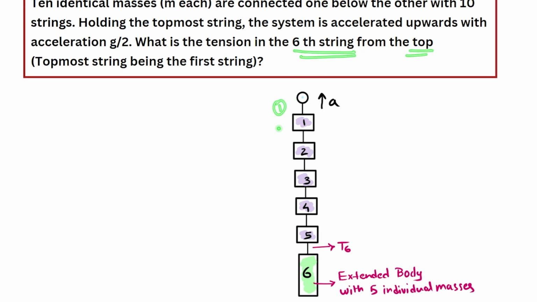So if this was the first string, this was the second string, we move on and we get our sixth string, that is between block number 5 and block number 6. And this is the tension that we are required to calculate, that is T6.